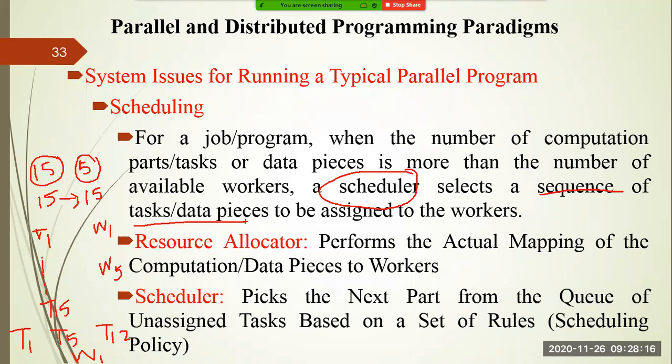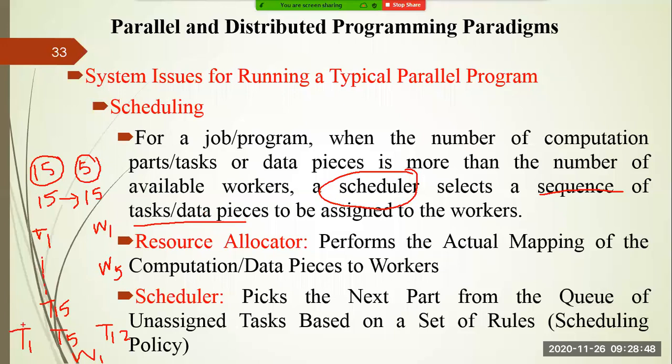So here, you see two components: one is called a resource allocator, another is called a scheduler. What is the resource allocator doing? The resource allocator performs the actual mapping of computation, in case of computational partitioning, or data pieces, in case of data partitioning, to workers. While the scheduler, what is its main work? The scheduler only picks the next part from the queue of unassigned tasks.